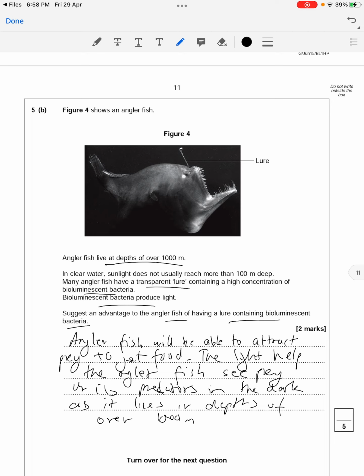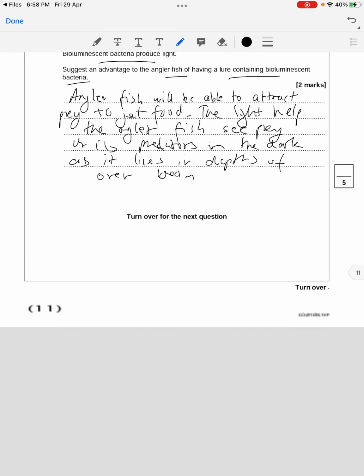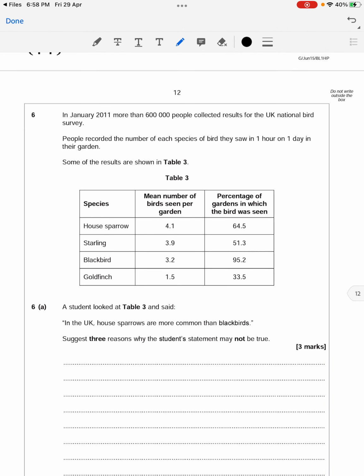You can say that this light helps the anglerfish to attract prey, as well as to help it see the prey and the predators, because it's living at depths of over 1,000 meters. So anyone who's living in depths of over 1,000 meters is going to be really dark. And also you can say that the anglerfish will be able to attract mates to reproduce, and it lets the anglerfish see predators without being eaten. So it acts like a safety mechanism for it to survive.